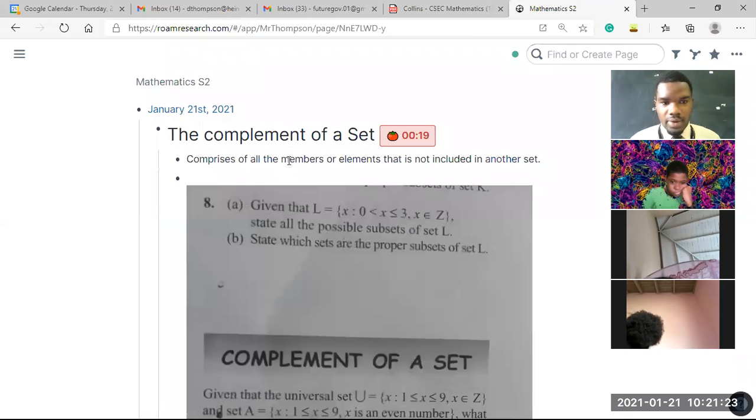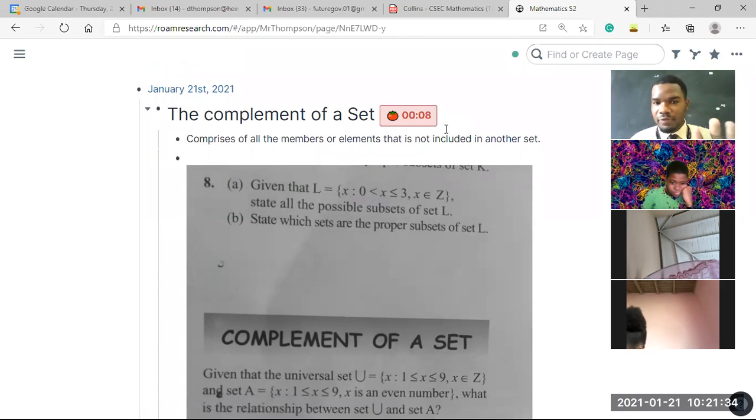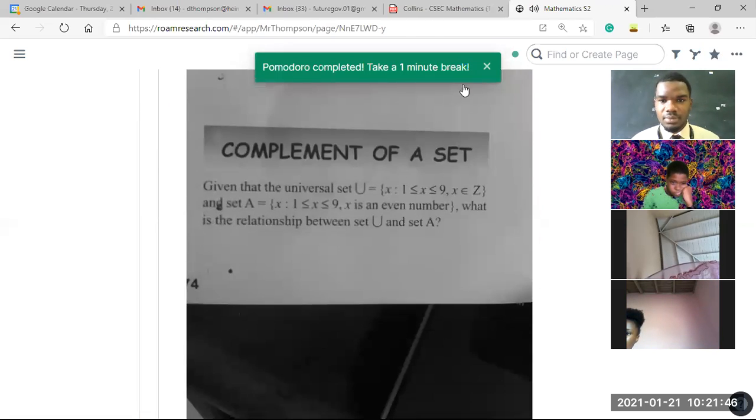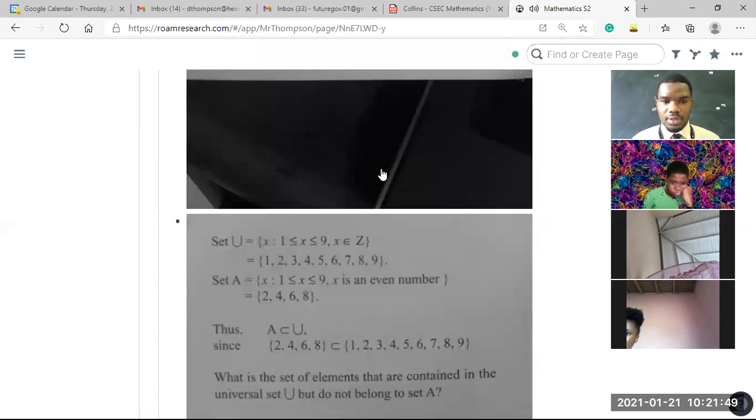All right, so the definition of a complement is that it comprises all the members or elements that are not included in another set. We're going to look at this example now. The timer is at 7 seconds, 5, 4, 3, 2, and now we're going to get started. Let's look at this example.